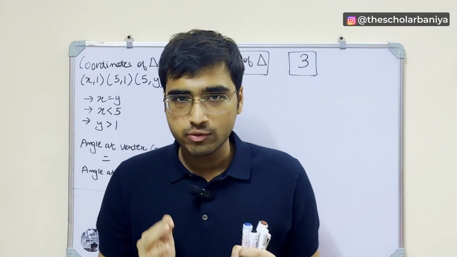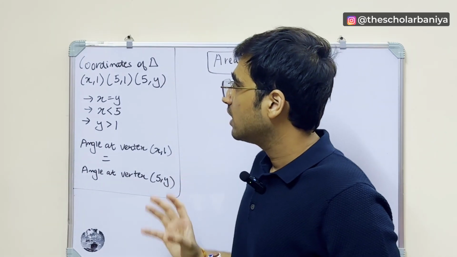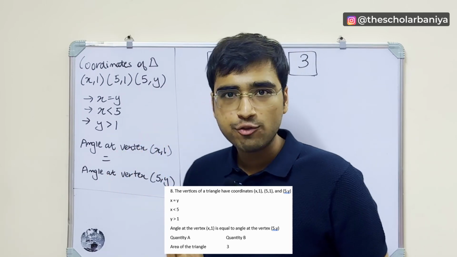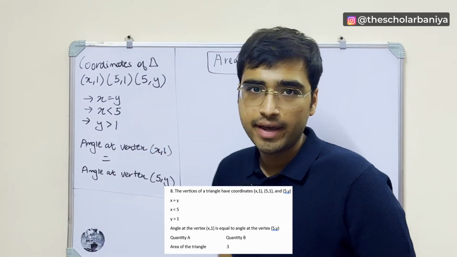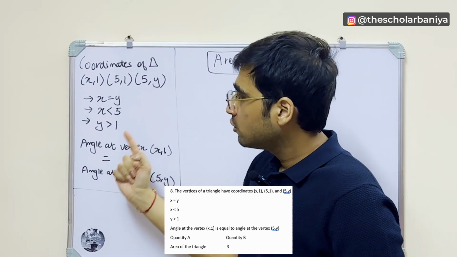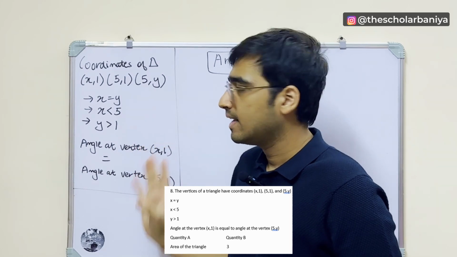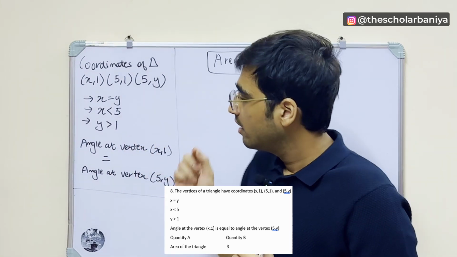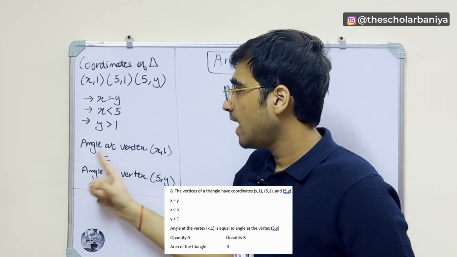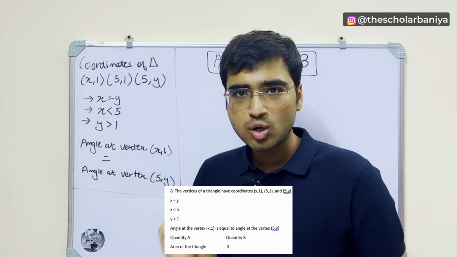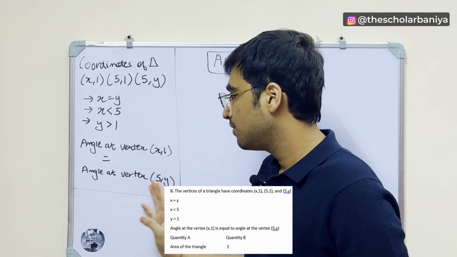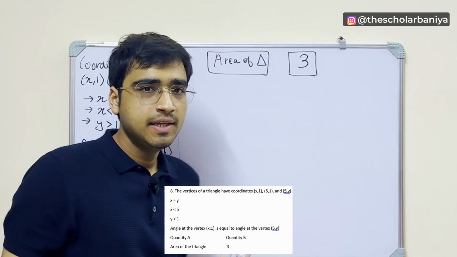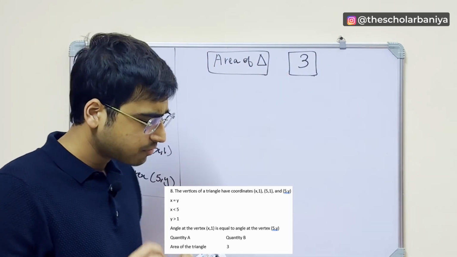So let's move on to the next question, guys. In this question, we are given the coordinates of the triangle are (x, 1), (5, 1) and (5, y), right? We are also given that x is equal to y, x is less than 5 and y is greater than 1. We are also given that the angle at the vertex (x, 1) is equal to the angle at the vertex (5, y), right? And we have to compare the area of the triangle and 3.